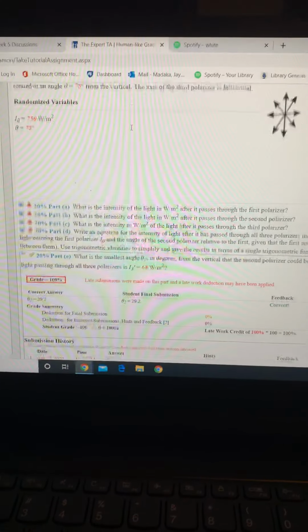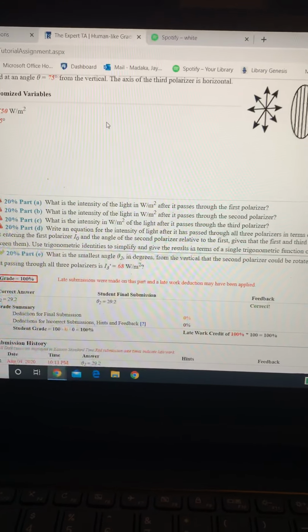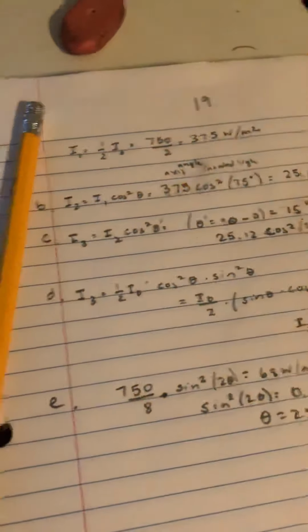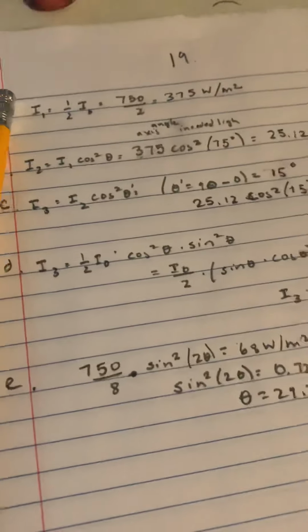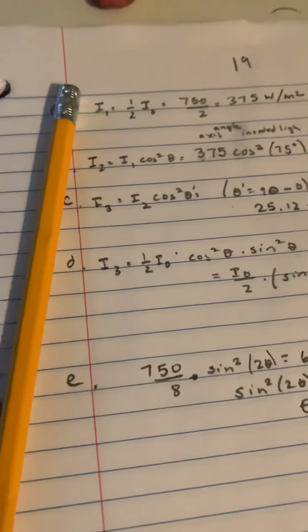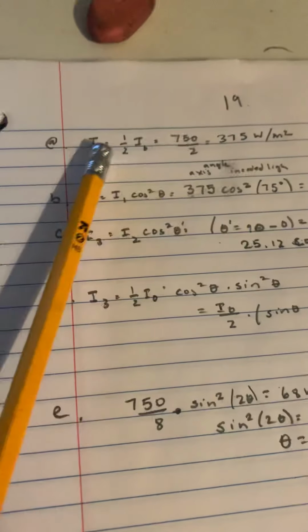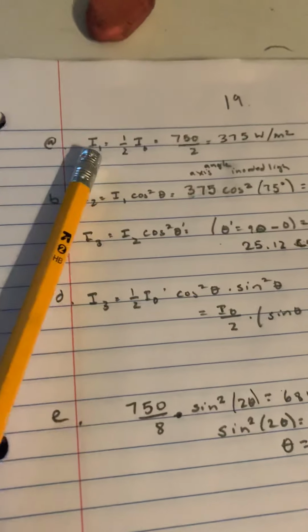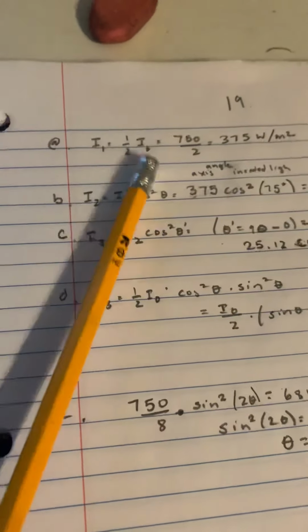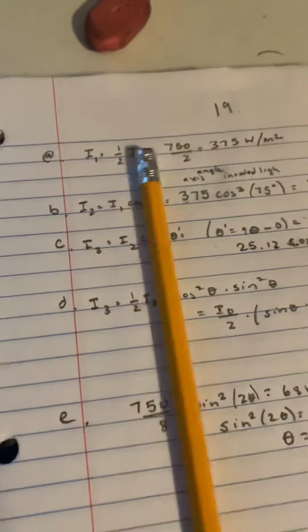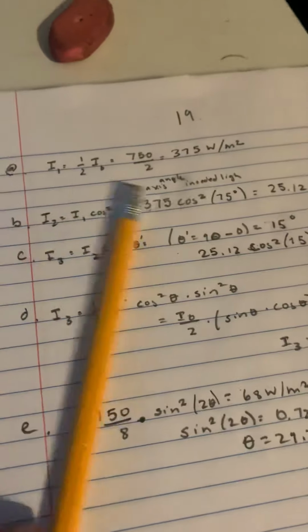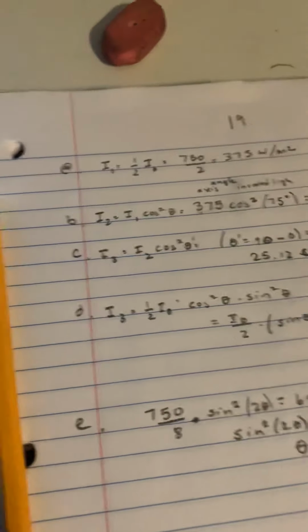So for part A, it's asking what is the intensity of the light in watts per meter squared after it passes through the first polarizer. Because there's no angle, the equation we use is the one given in the textbook: the intensity passed from the first polarizer without an angle is half of the initial incident intensity. Since my incident intensity was 750, my new one would be 375.